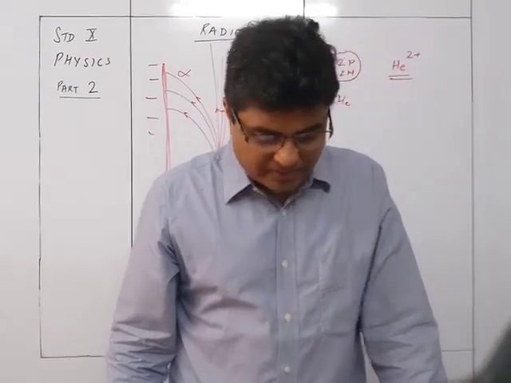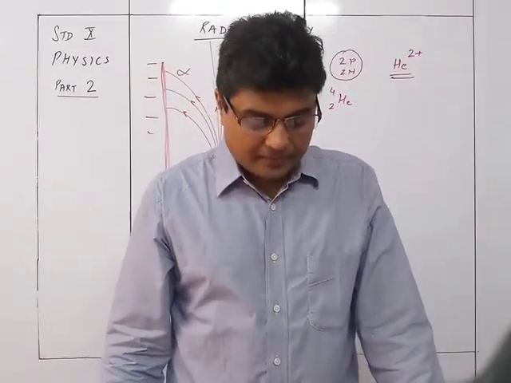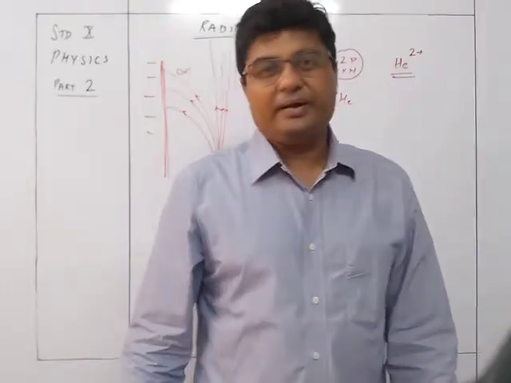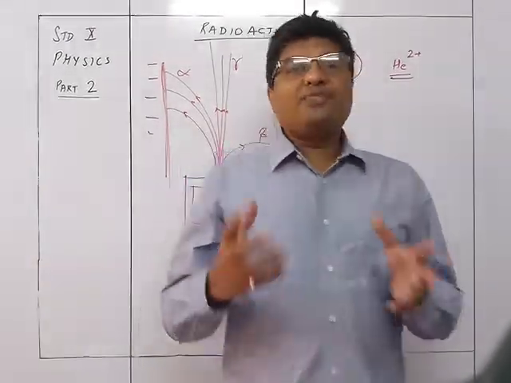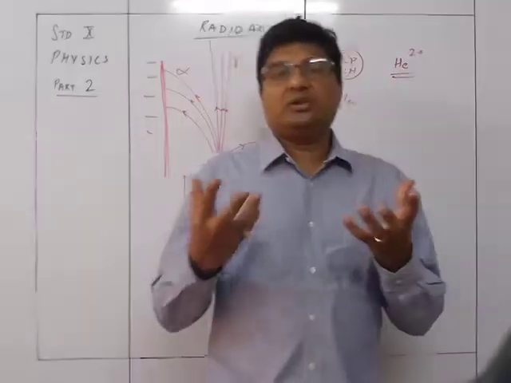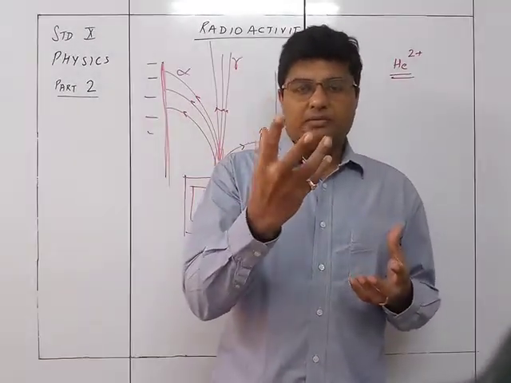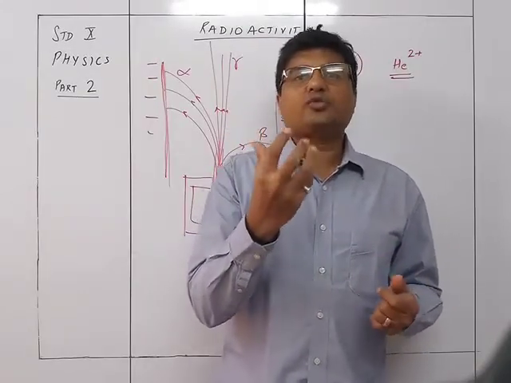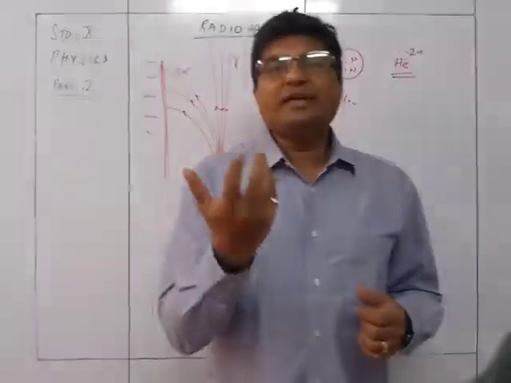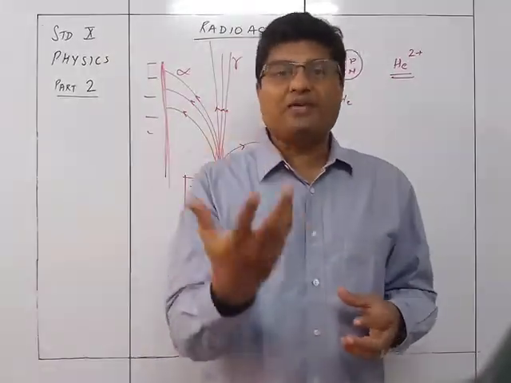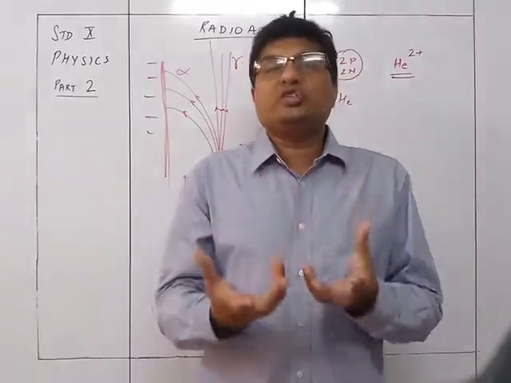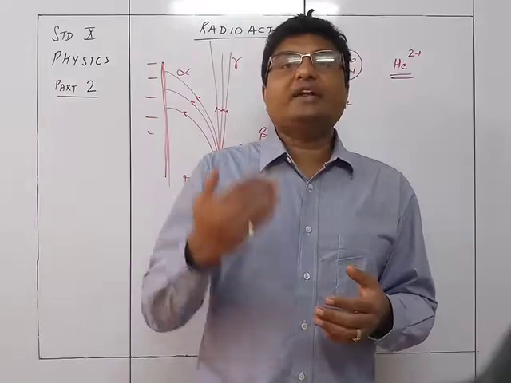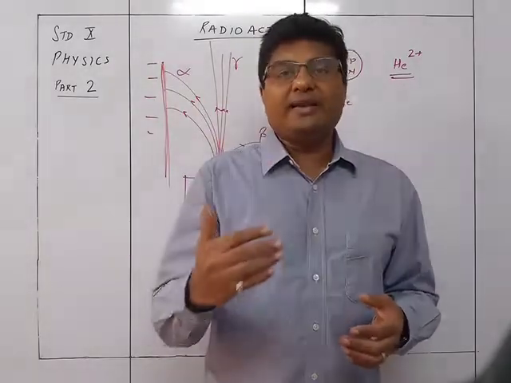Its penetrating power is roughly 1 upon 100 times that of beta particles and 1 upon 10,000 times that of gamma radiations. See, an alpha particle is a big particle. It's a big particle because it is almost one nucleus of the helium atom, so that's why it is quite heavy and big. Because it is heavy and big, when it is traveling it loses its energy. And because it loses its energy while traveling, its penetrating power decreases.